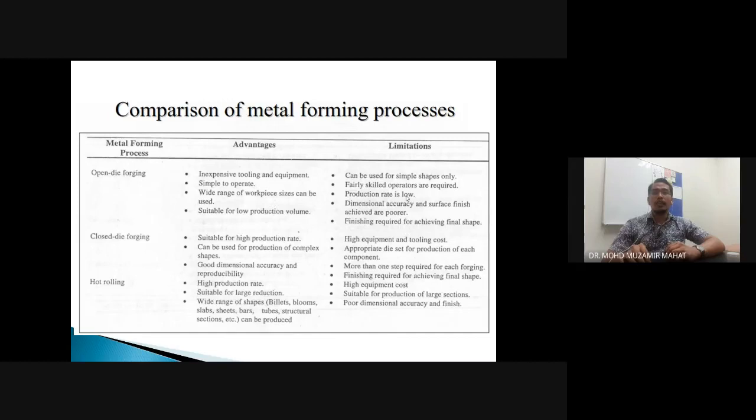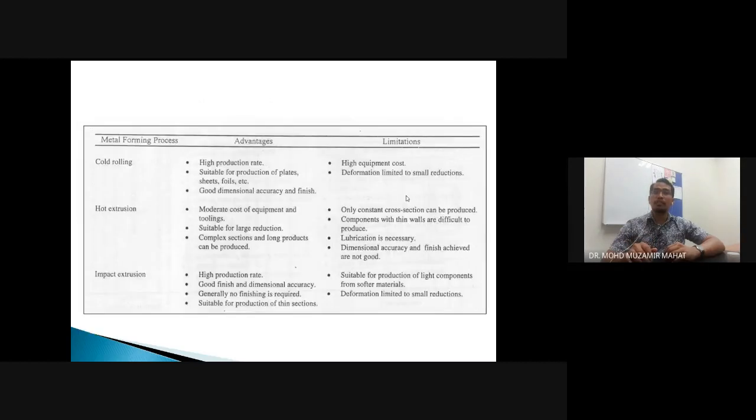Here I think we can see the differences in terms of the advantages that each process can offer, compared to the drawbacks or limitations that it would have. So you might want to have a look into the details afterwards.